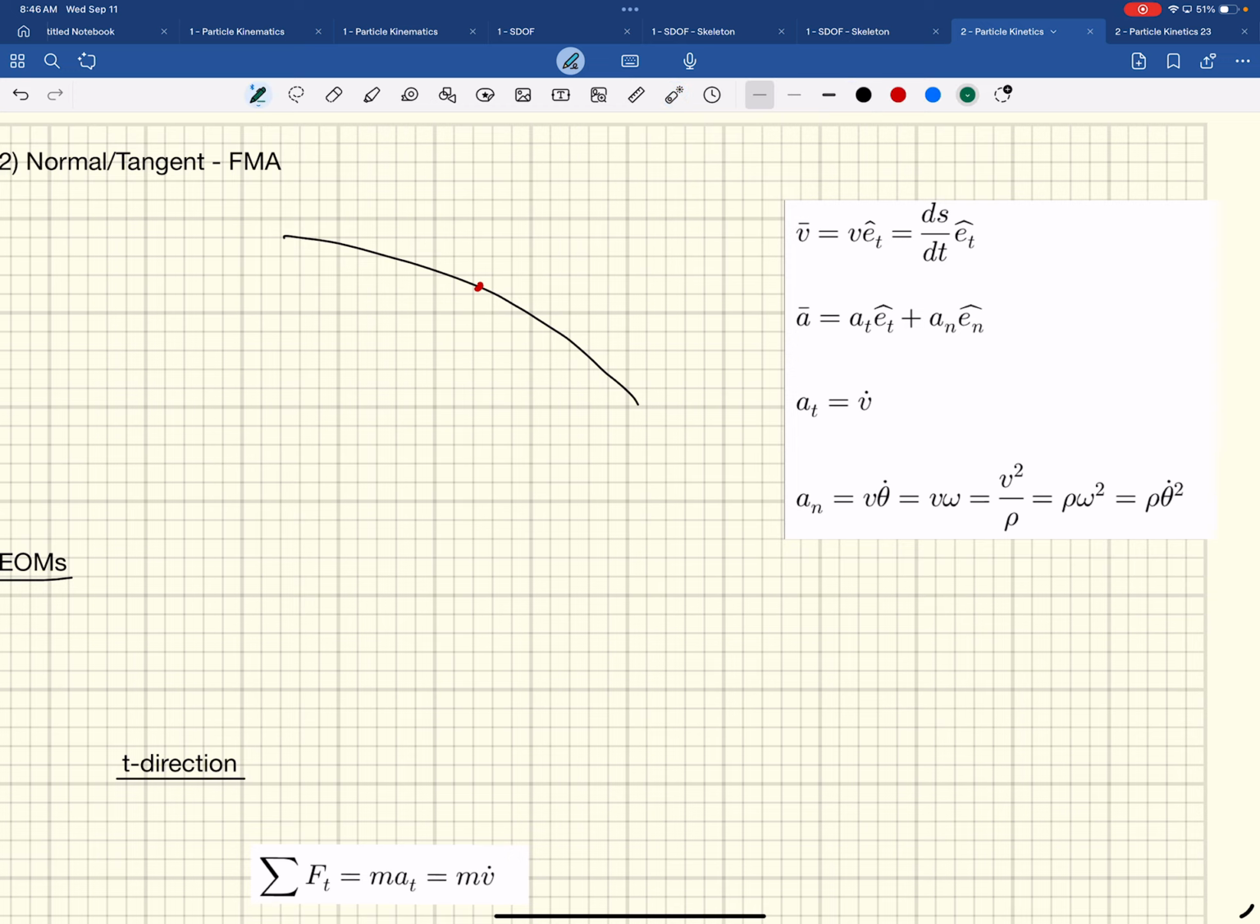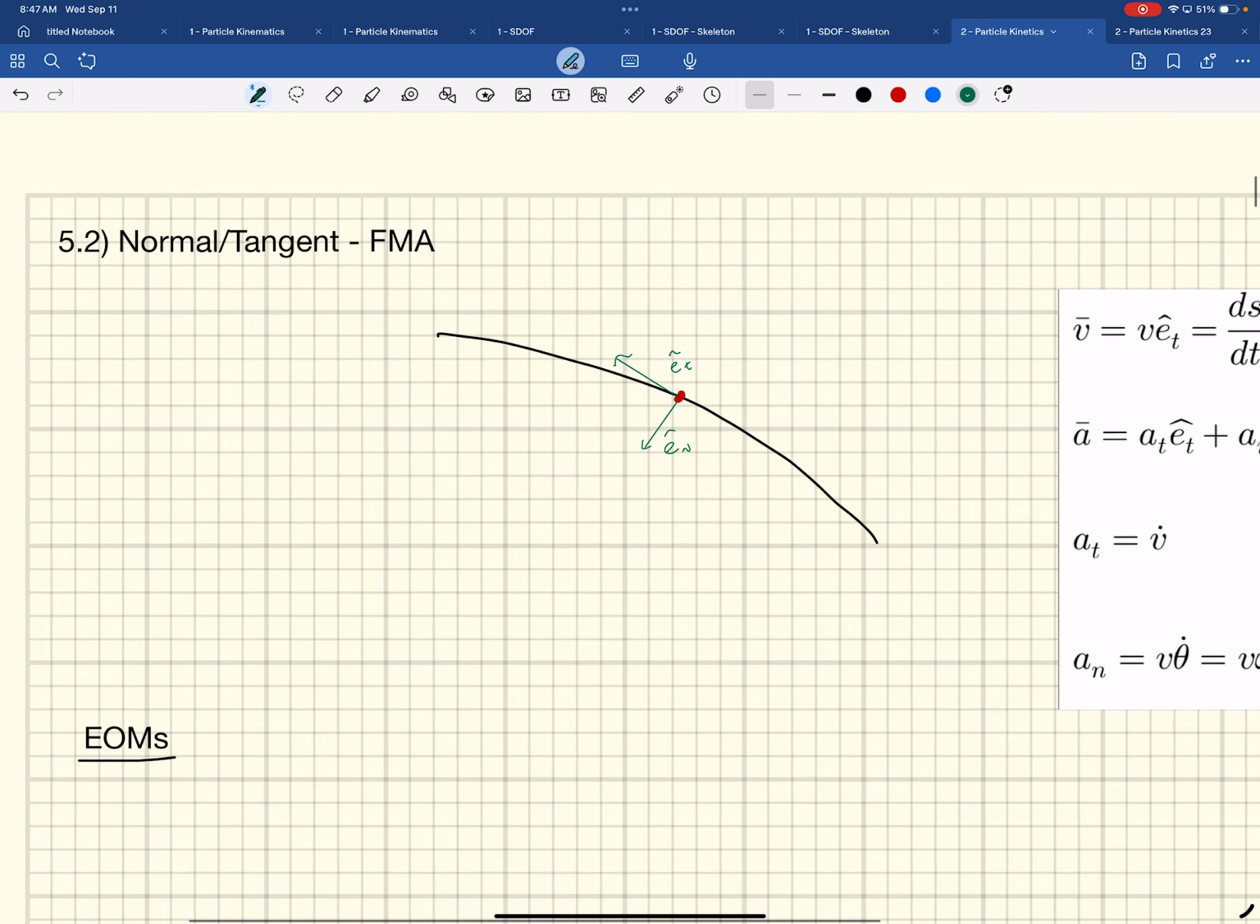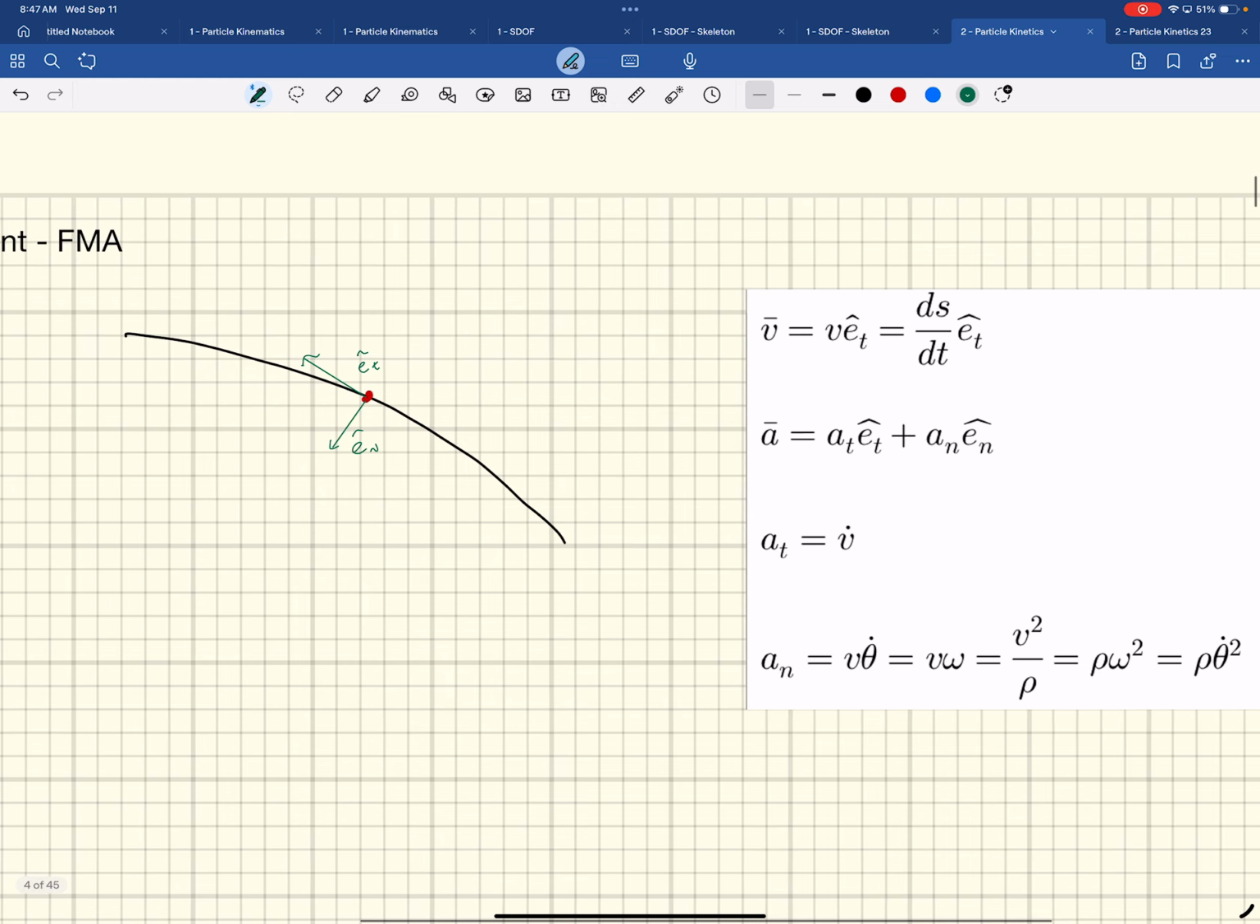All right, so again, just a refresher, if this thing's traveling along the path, you'd have one of your coordinates doing that, which is the ET direction. And then perpendicular to that, pointed back at the instantaneous center of curvature, an EN direction, a tangent and a normal direction to our coordinate system. In this coordinate system, the velocity vector is v in the ET direction. It's always in the ET direction. The velocity is always tangent to the path.